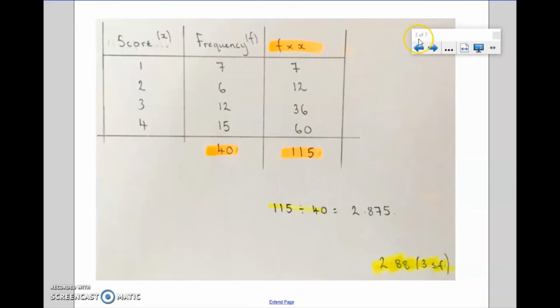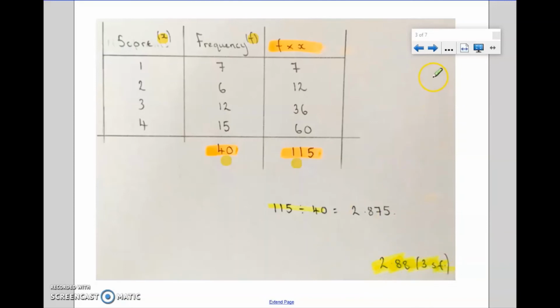So my second answer looks like this. Again, I've copied out the first two columns. I've created a third column. Your title for the column might be slightly different, but I've labeled X and F. You may just have score times frequency. Totaled up my frequency to get 40. Totaled up my third column to get 115. Total of column 3 divided by total of column 2 tells me that my mean is 2.875, which I've rounded to 2.88, 3 significant figures. But this is a correct answer as well. I've just rounded my answer there just for a bit of completion to the question.